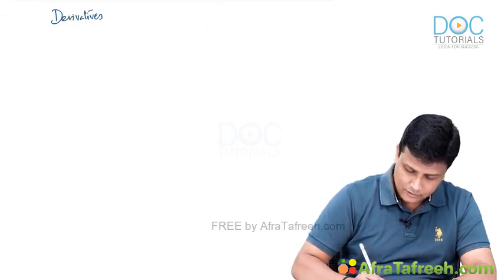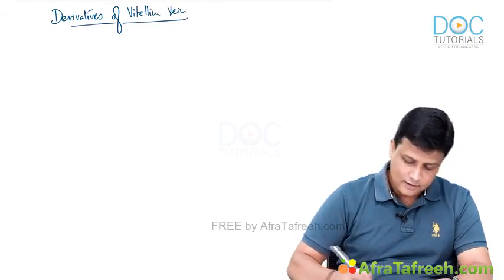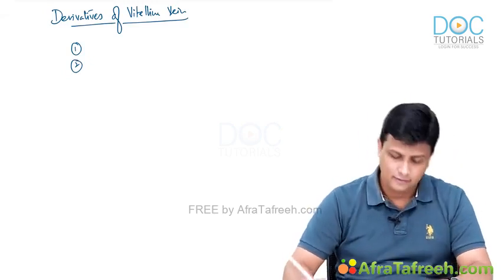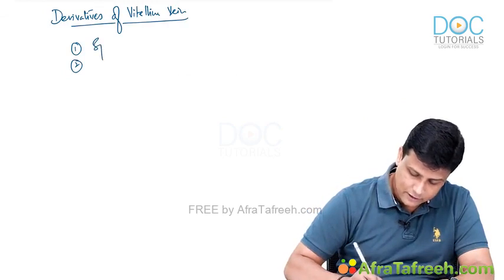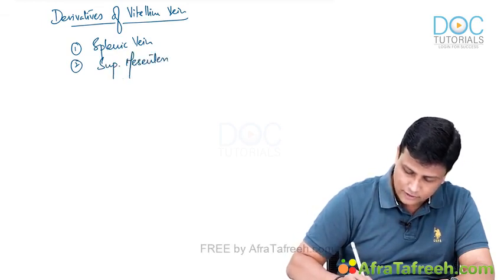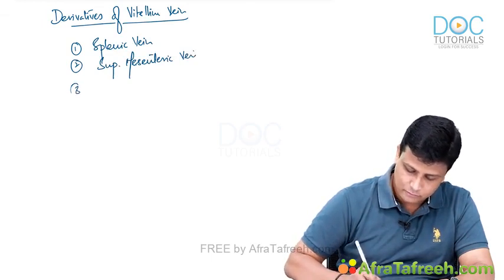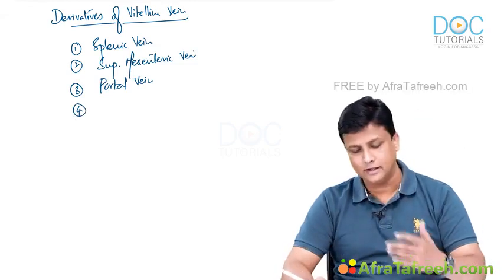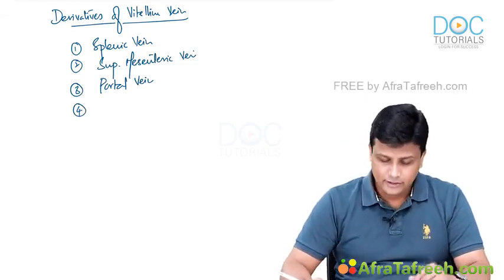So let us write down in the conclusion here, what will be the derivatives of the vitelline vein? Number 1 and number 2, you can write down those veins which are going to form the portal vein. So the portal vein is formed by number 1, the splenic vein, and that combines with the superior mesenteric vein. So the splenic vein and the superior mesenteric vein, these two will combine together to form your portal vein. And the portal vein will supply the blood to the liver, and in the liver it will be draining the blood into the sinusoids.